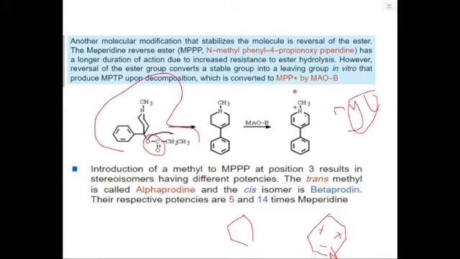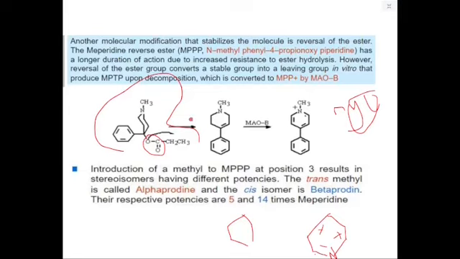So that is why it is P, pyridinium, and it will be protonated. That compound is formed by the monoamine oxidases. We are always trying to look at the chemistry: you have changed that molecule, and once you change that molecule, you get the reverse ester first.